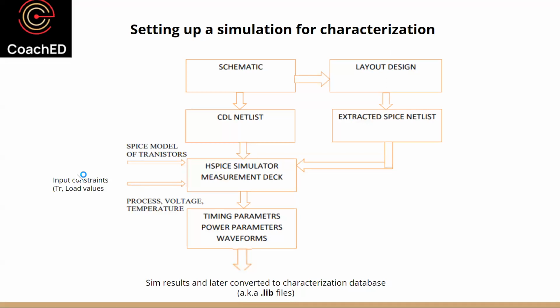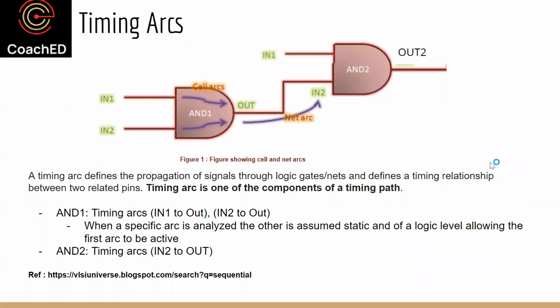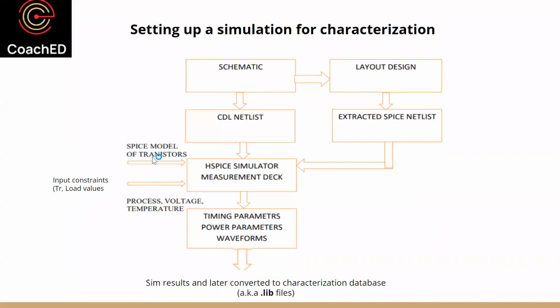Along with it, the SPICE simulation has to be set up for some transition and load values, as we saw here in the previous slide. Here, you need to say, okay, in my simulation, I'm assuming the input transition is so much, and the output load is so much. So you are passing these values. There are multiple different values here, multiple different values here. You need to pass them as inputs. You need to pass the transistor models and give them to the simulator.